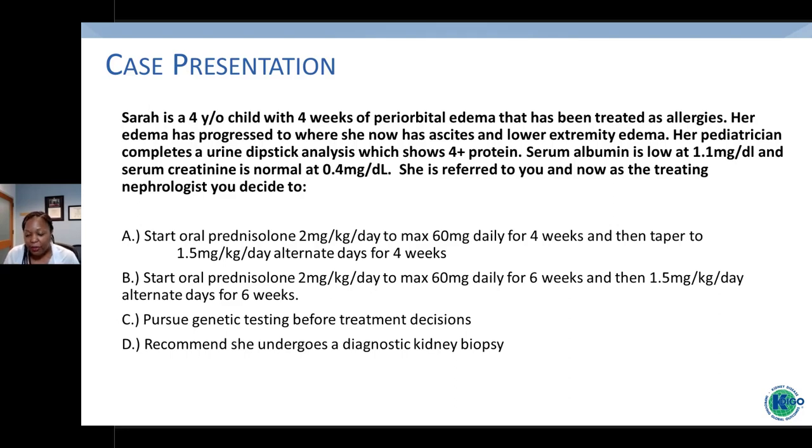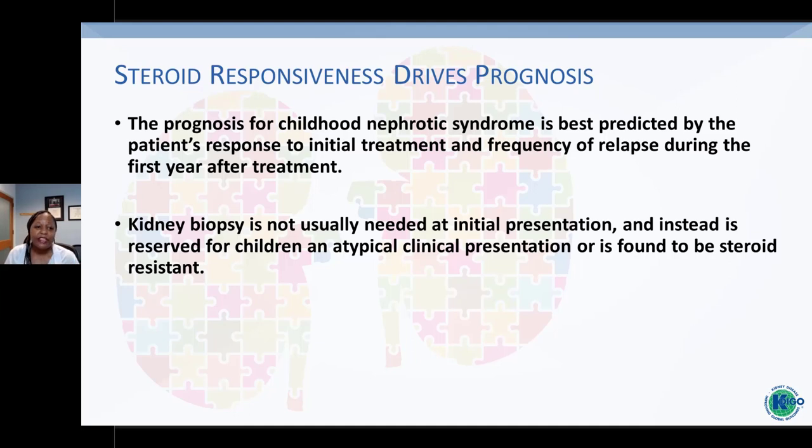And then as it pertains to kidney biopsy, we understand that steroid responsiveness drives prognosis. So the prognosis for childhood nephrotic syndrome is best predicted by the patient's response to initial treatment and frequency of relapse during that first year of treatment. And so kidney biopsy is not usually needed at initial presentation unless you have a child presenting with atypical clinical features, so with an abnormal creatinine clearance, with hypertension or macroscopic hematuria, and or if they're found to be steroid resistant.